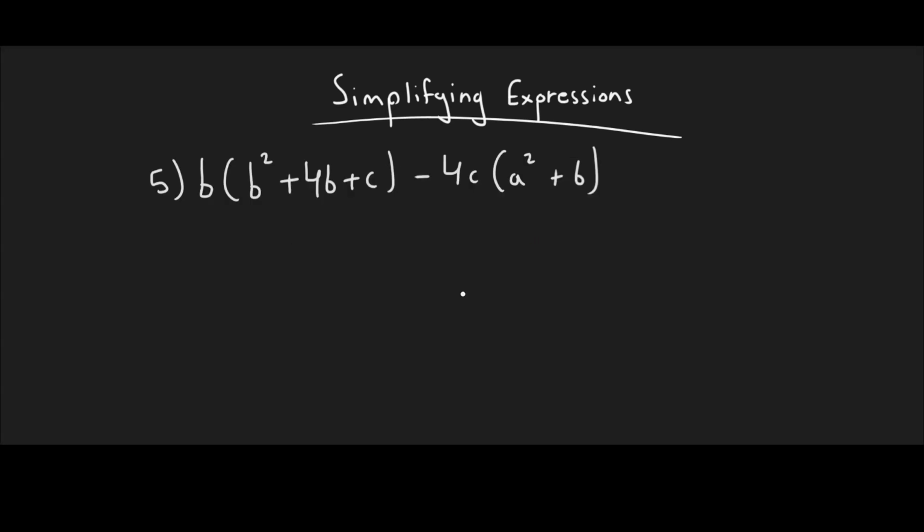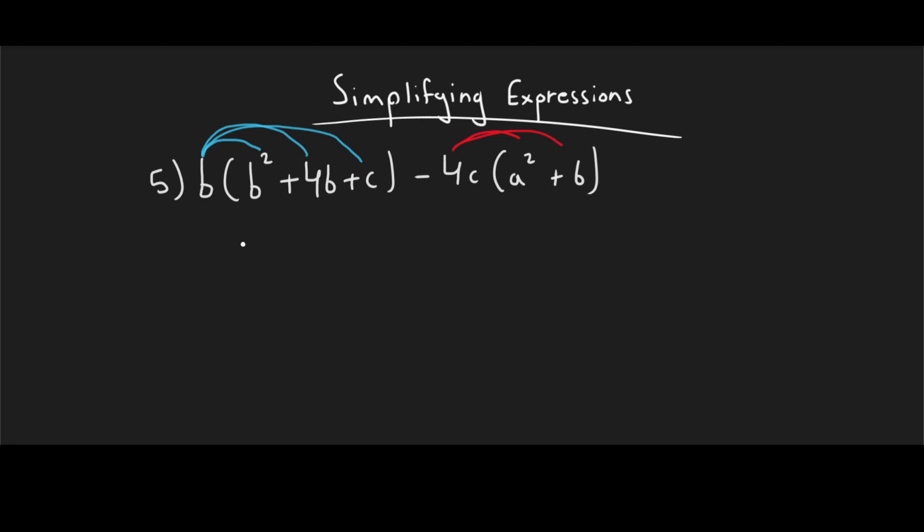So for our fifth example, we have b multiplied by b squared plus 4b plus c, minus 4c multiplied by a squared plus b. So the first thing we have to do is expand the brackets. So we're going to multiply b by b squared, by 4b, and by c, and we're going to multiply the 4c by a squared and by b. So let's expand the brackets.